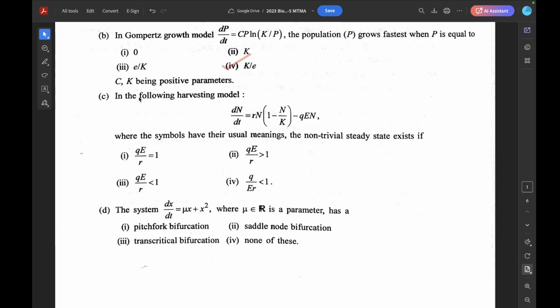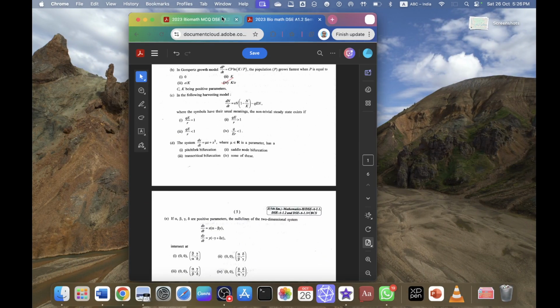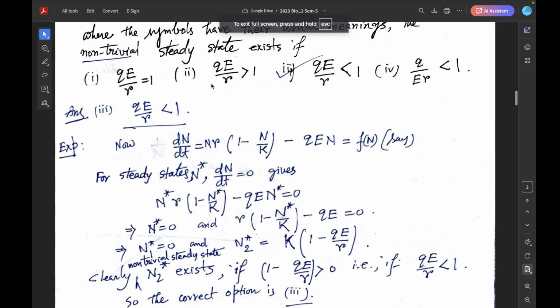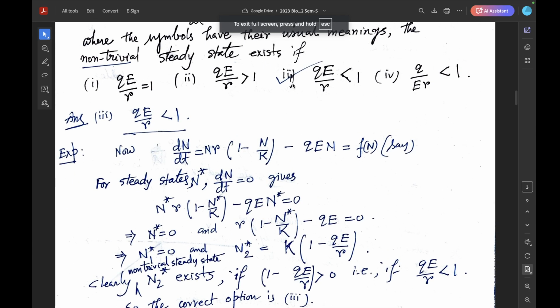Next question, C. In the following harvesting model, f of n equals r n (1 minus n by k) minus q e n, where the symbols have their usual meanings. The non-trivial steady state exists if... the correct option is 3, q e by r is less than 1.